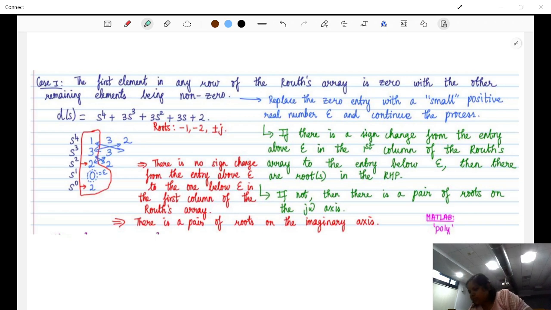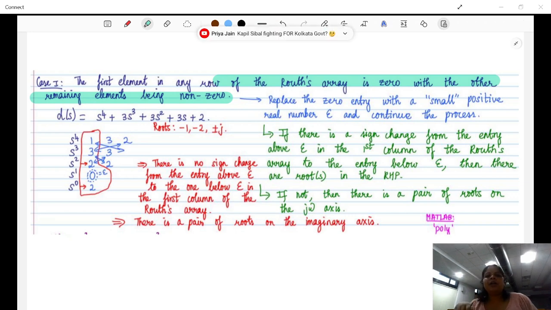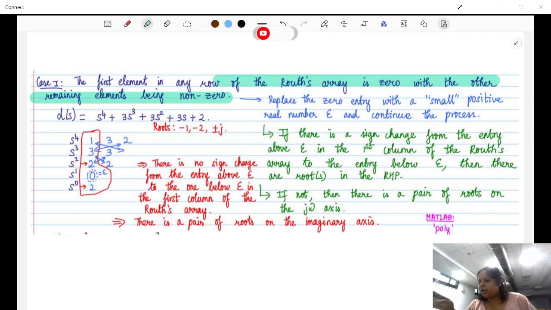There was another case that was discussed with you, and it had the first element of any row of the Routh's array as 0, with the other remaining elements being non-zero. So this is one of the cases. In case you are trying to solve the Routh array and somewhere you get a 0 in the column, then what are you supposed to do? One of the ways in which we deal with it is we replace the 0 with a very small positive real number, epsilon. And then we continue the process and try to observe if there are changes in the sign.